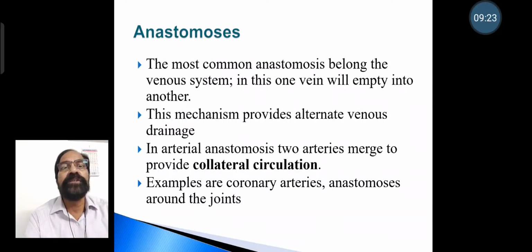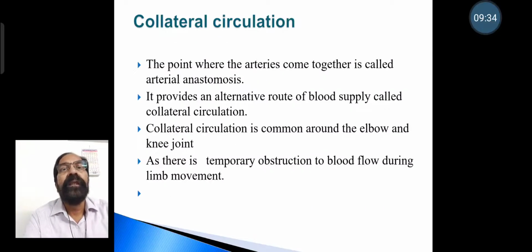In the arterial anastomosis, two arteries merge to provide collateral circulation. Examples are coronary arteries and anastomosis around the joints. The point where arteries come together is called anastomosis. It provides an alternative route of blood supply called collateral circulation. Collateral circulation is common around the elbow and knee joint, as there is temporary obstruction to blood flow during limb movement.